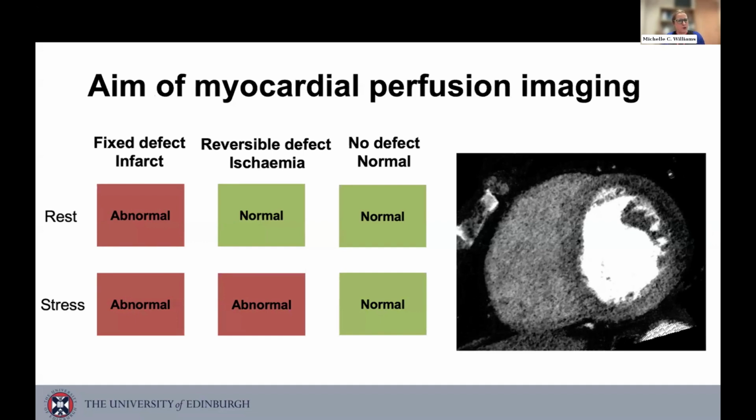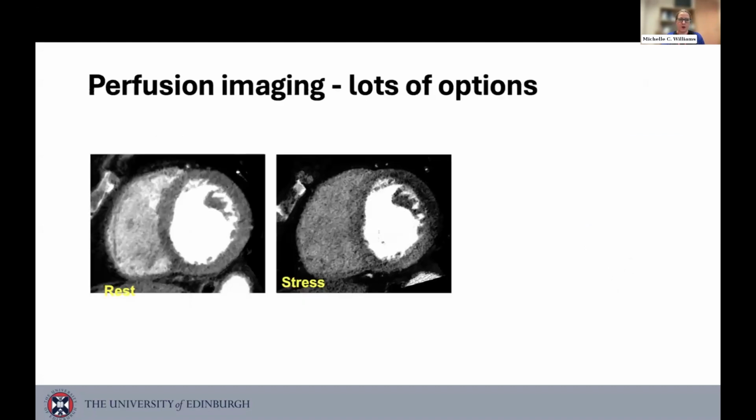And the fundamental thing that we're trying to identify is your reversible ischemia defect. Normal myocardium is normal at rest and stress. Fixed infarcts are abnormal at rest and stress. So we're trying to find those ones that are normal at rest, but become abnormal at stress. And on the right here, we've got an example of CTs. We've got normal myocardium in this area, but hypoperfused, abnormal myocardium on the stress imaging.